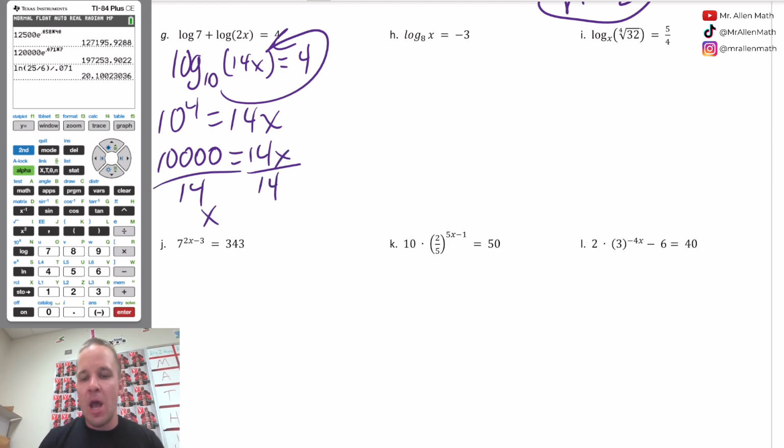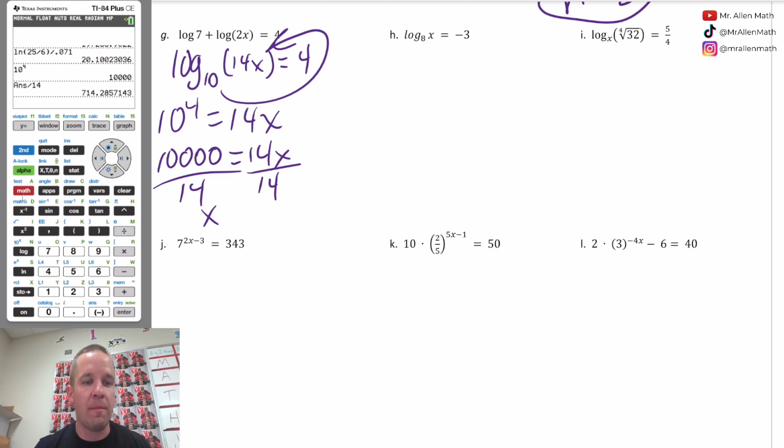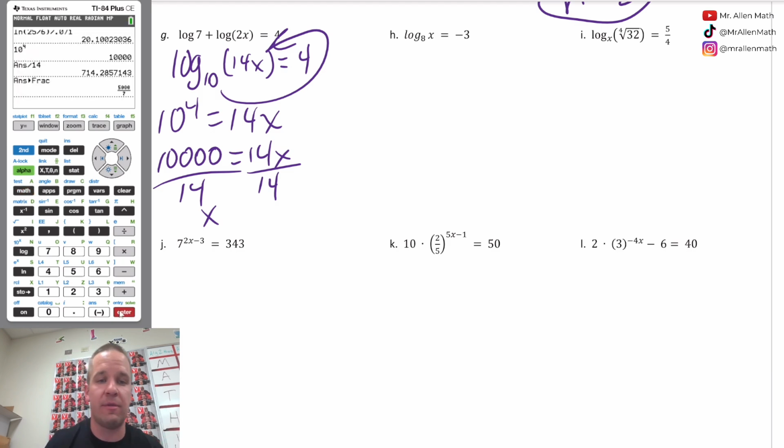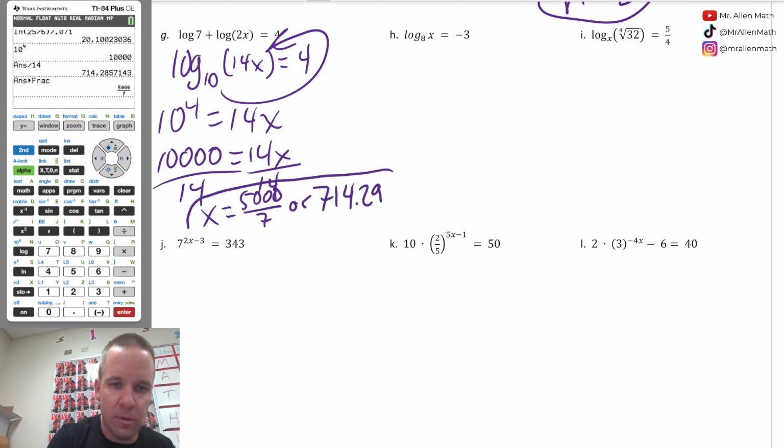We'll get that x. Now, if you didn't know that one right there, I'll even double check. 10 raised to the 4th power. You can always throw it in your calculator. This would be on the calculator portion here. There we go, and we'll divide by 14. We can either write it as a decimal, or if you hit math and choose frac, it'll change it back into a simplified fraction, which is 5,000 over 7. And we had our decimal there. It was 714.29. Either one of those would be good.